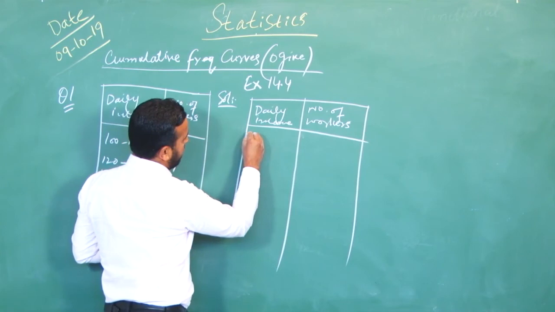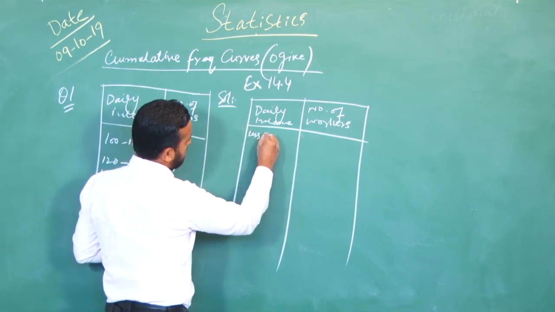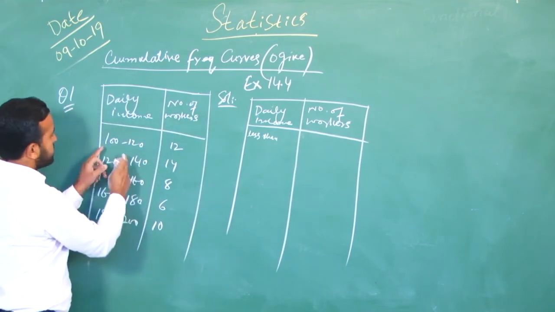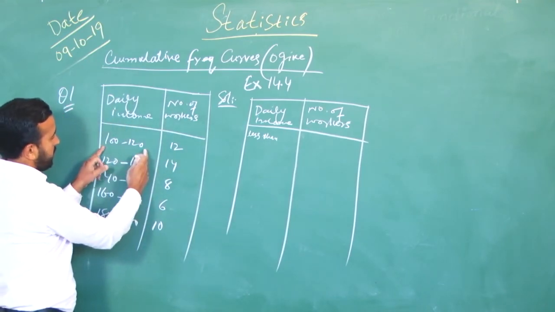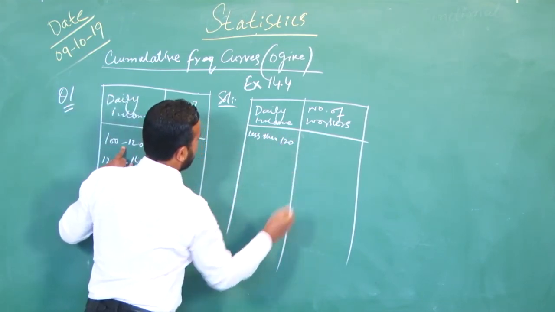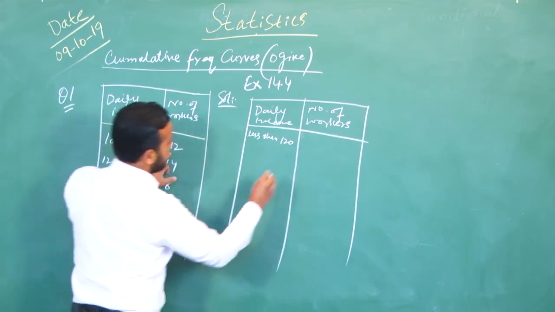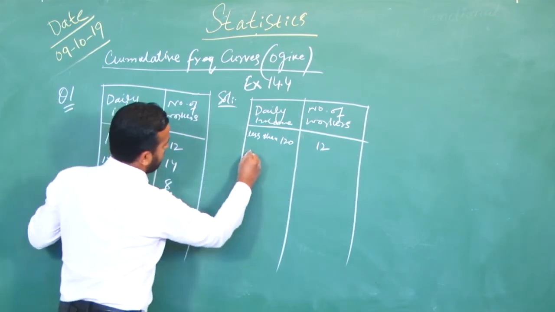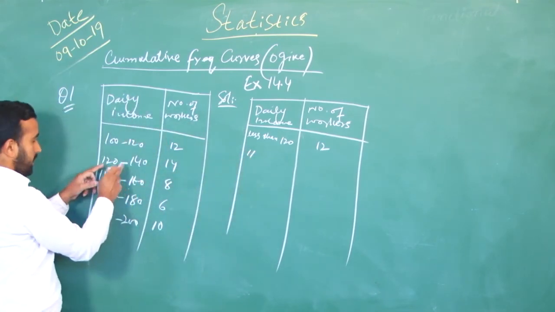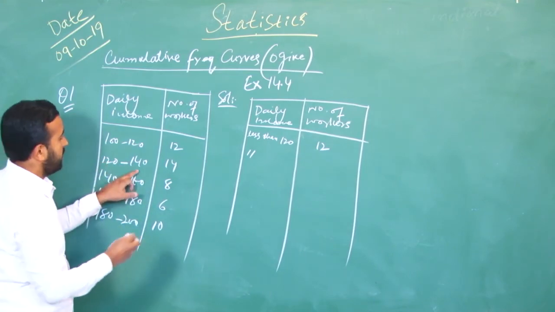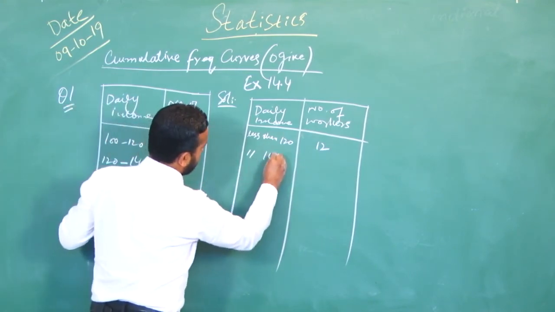Now we have to write here "less than", as we have to convert first to the less than type. This particular group is 100 to 120. It means more than 100 but less than 120. If we write it as less than 120, the frequency is 12. And this group will convert as the group from more than 120 but less than 140, so we'll write it as less than 140.